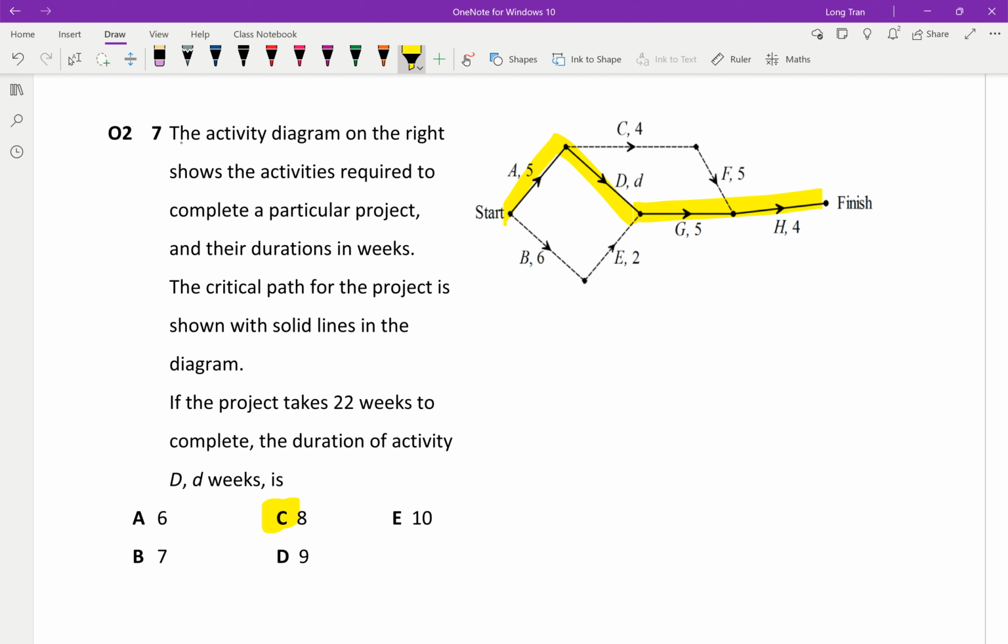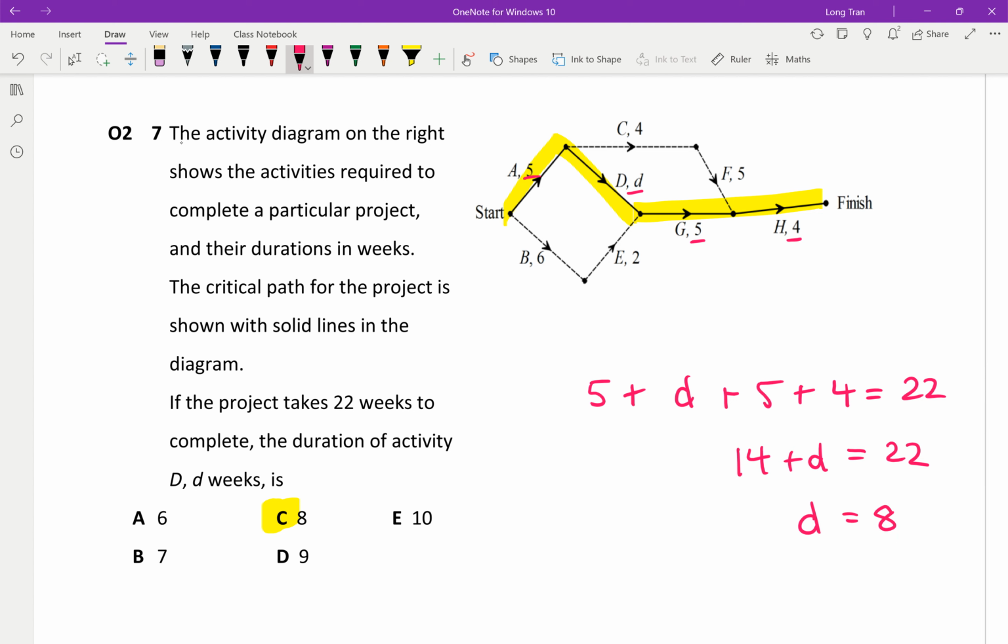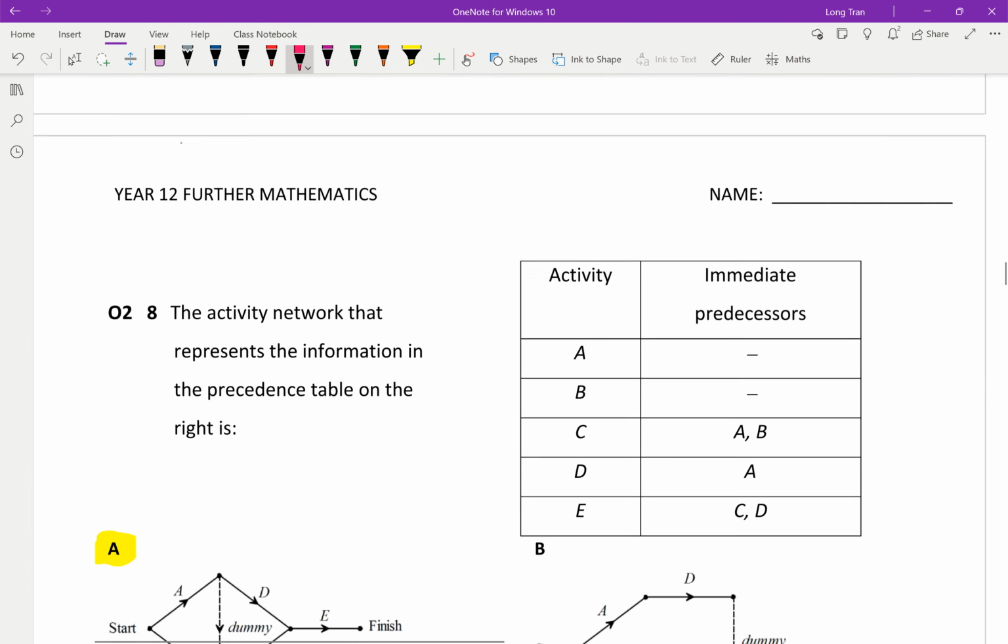So if the project takes 22 weeks to complete, the duration of activity D, so essentially we know that the critical path tells you the minimum time required. So you got 5 plus D plus 5 plus 4. So that's what I'm doing. 4, 5, D, and 5. And they're meant to total 22 weeks. And so you can see 5 plus 5 is 10. 10 plus 4 is 14. So 14 plus D has to equal 22. So 14 plus something has to equal 22. And we know that must be 8. Okay. So that's how we got 8 as our answer.